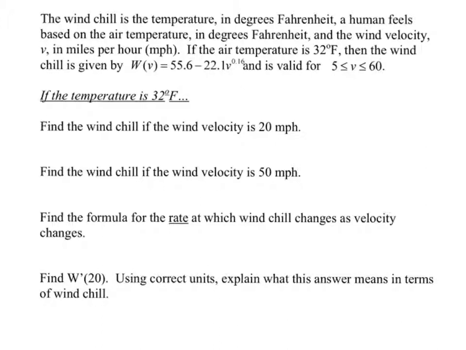Okay, so let's assume that the temperature is 32 degrees Fahrenheit. To find the wind chill, well, we have a wind chill equation, right? This is the wind chill equation. It's a function of velocity. So if the velocity is 20, all we're going to do is plug in 20 for v. And of course, the next question: find the wind chill if the wind velocity is 50. We'll just plug in 50.